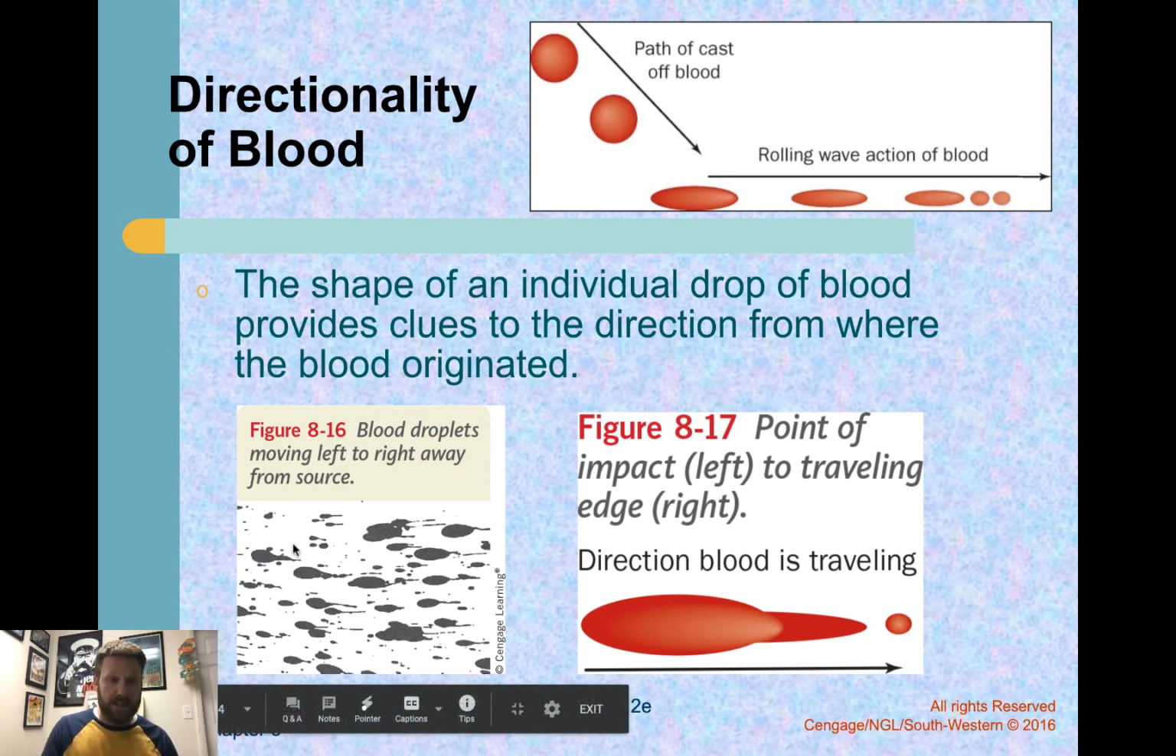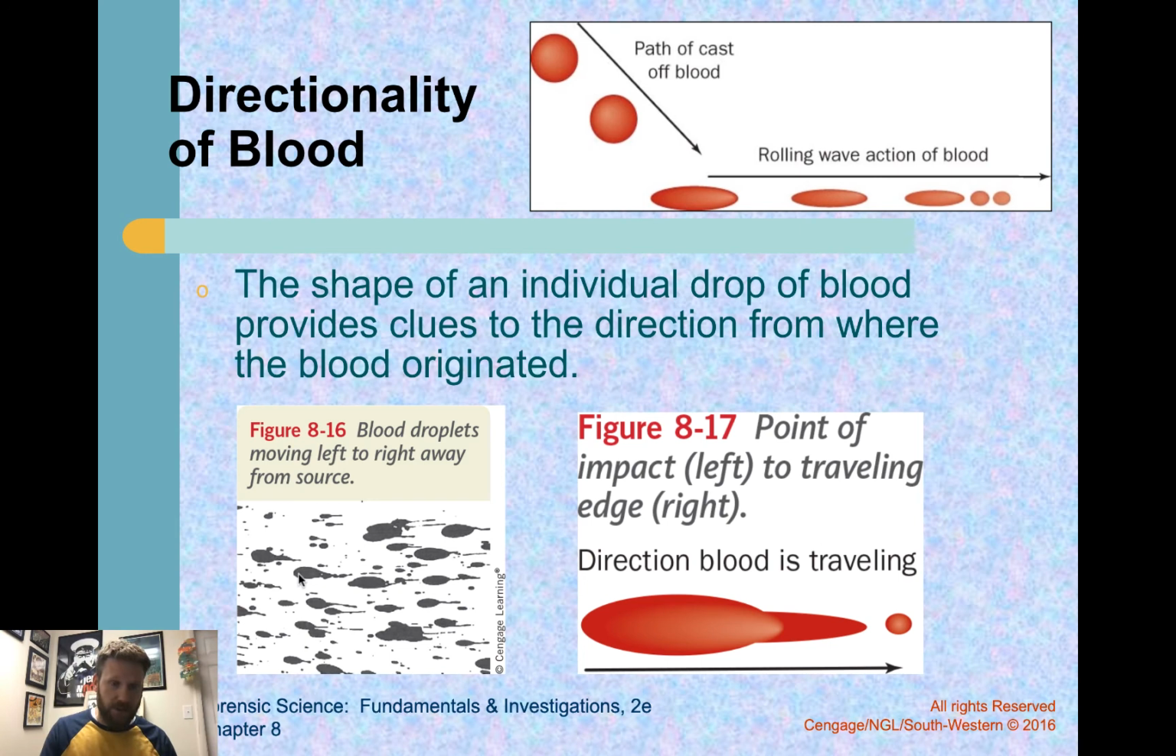So when we look at this image right here, I know the blood was moving from the left to the right because it would impact the surface and then trail off and leave these little tails. So the tails actually point in the direction of the blood drop's motion. This blood was moving from left to right.